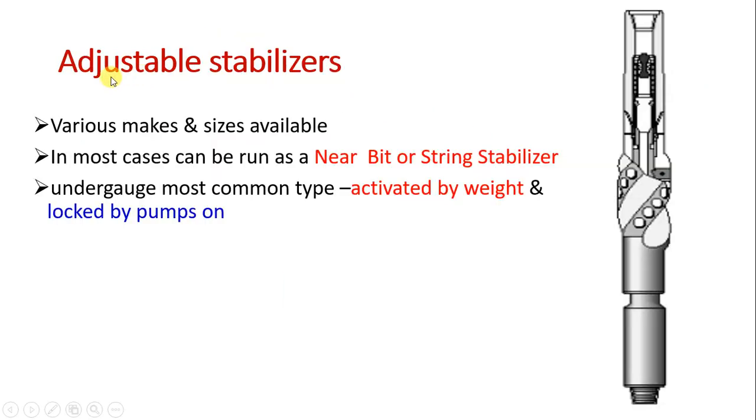Another thing is called adjustable stabilizers, and sometimes we use them, as we will see in the next video. They are available in various makes and sizes. In most cases, it can be run as a near bit stabilizer or a string stabilizer, as it is adjustable. Under gauge, the most common type is activated by weight and locked by bumps.